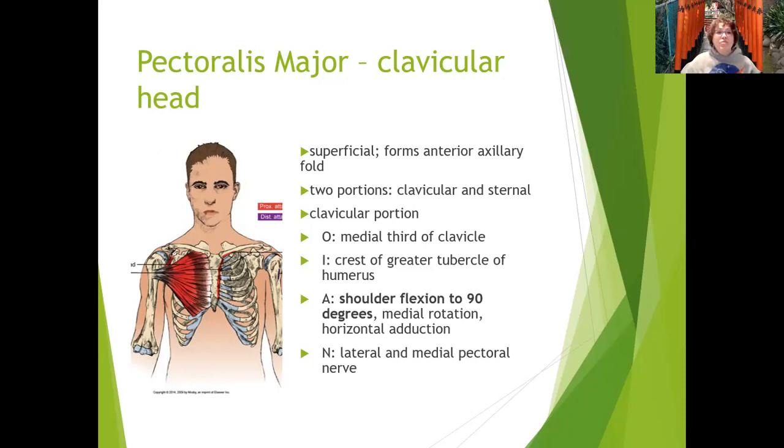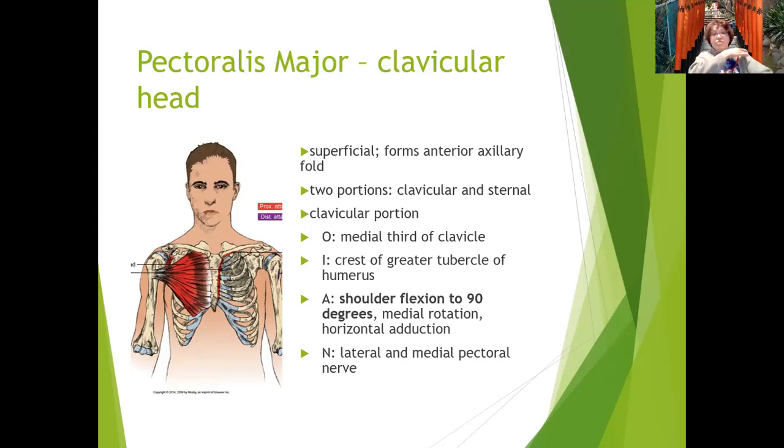The pec major altogether is a big triangular muscle with a big, broad, sweeping attachment with lots of different fiber directions down to a small insertion at the crest of the greater tubercle of the humerus. So the crest is the edge, like you're on the crest of a hill. So the clavicular portion goes from, it's pretty horizontal, from the clavicle to the greater tubercle of the humerus.